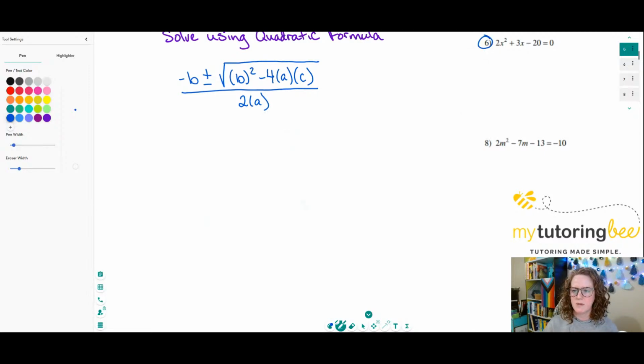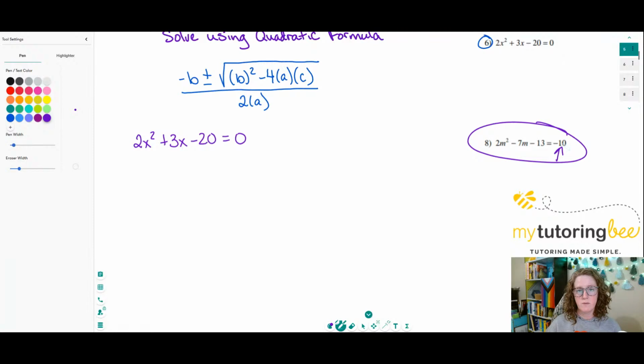I'm going to go ahead and grab this problem number 6 right here and write it down right here. So we've got 2x squared plus 3x minus 20 equals 0. All right, so first, we want it in this format where we have our A, B, and C terms equal to 0. So if you get a problem like number 8, where you've got something other than 0 over here that it equals, you want to get rid of that. For this one, we would add 10 to both sides, add 10 here, and then we would have our A, B, and C. But our A, B, and C are simply the coefficients for each of our terms.